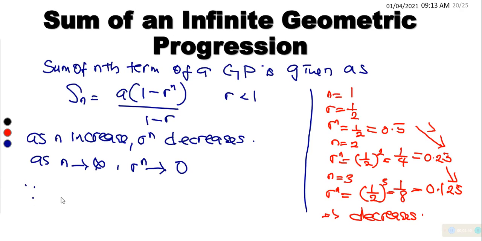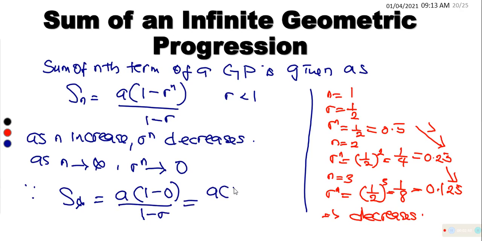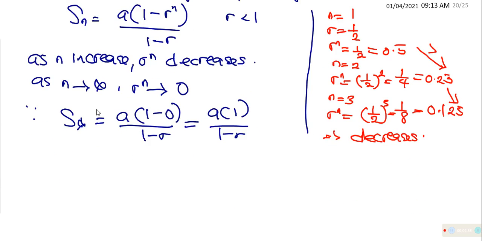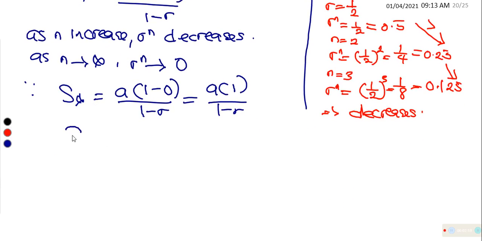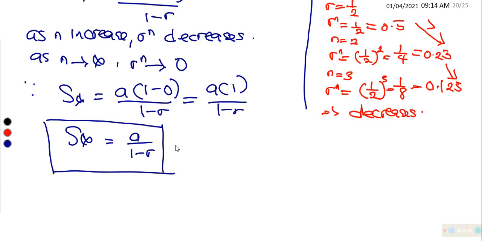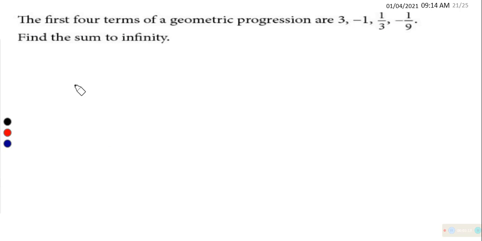Therefore S infinity will become a into 1 minus 0 all over 1 minus r, which is a into 1 all over 1 minus r, and of course that is given as S infinity equals a over 1 minus r, and that is the formula for calculating the sum to infinity of a geometric series. Okay, this is the formula. So with this formula, you can calculate the sum to infinity of any GP.